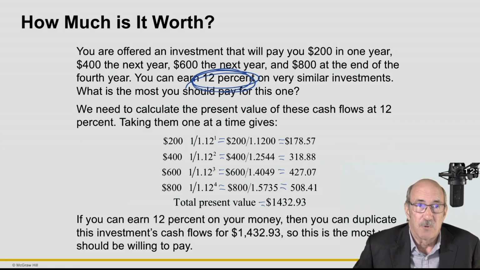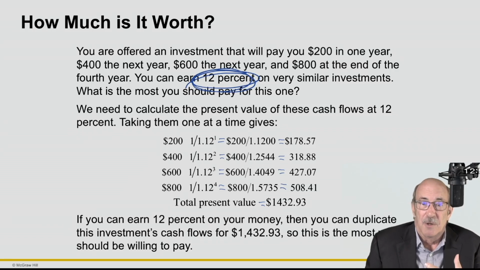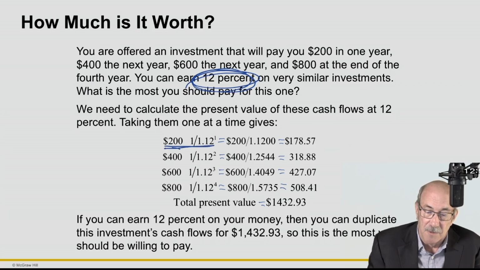In other words, if the riskiness of receiving these cash flows is equivalent to a 12% investment. All right, so here they're showing you how to do it by taking each cash flow and discounting it back the appropriate number of periods.